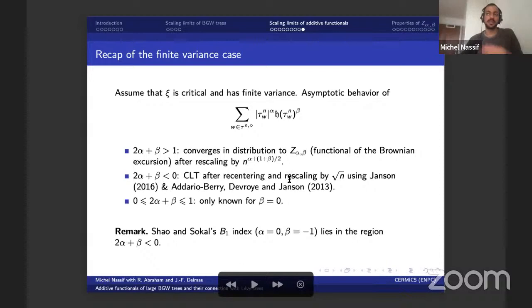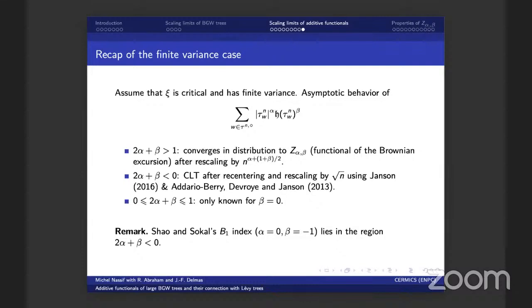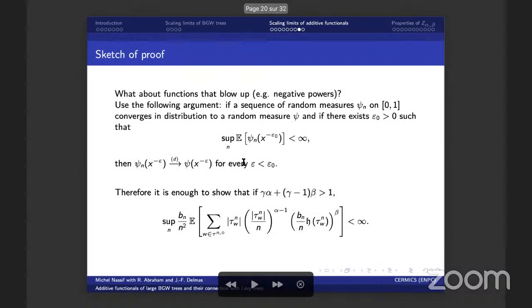And the problem, why this isn't straightforward, is that, as I showed, the candidate limit is actually infinite. So you need to do something at the limit to make sense of it. But in terms of the expression for the scaling limit, it's the same. What do you mean? This expression that you have, gamma times alpha plus gamma minus one times beta, equals one. This also holds in the third case.